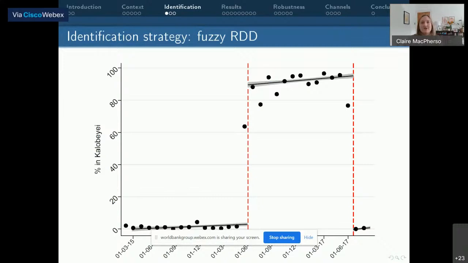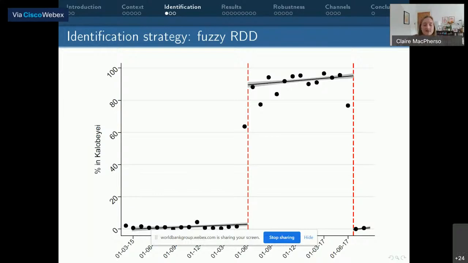So let me move on to talk about our identification. In our paper, we use a fuzzy regression discontinuity design to assess the impact of the self-reliance approach promoted in Kalobeyei as compared to Kakuma. We exploit a rule which was used by UNHCR, which assigned newly arriving refugees between the Kakuma camp and the Kalobeyei settlement by the date at which they arrived at reception.